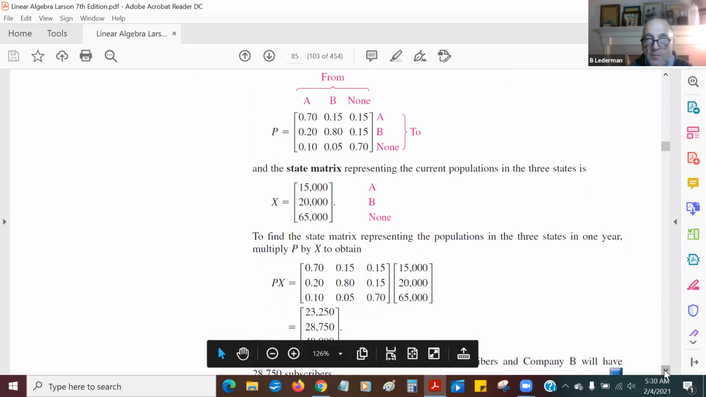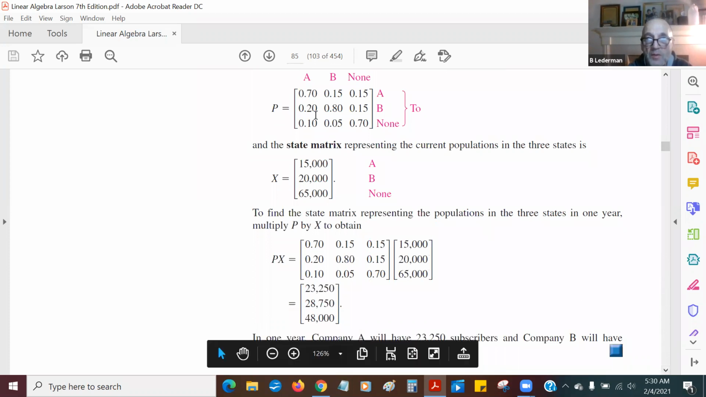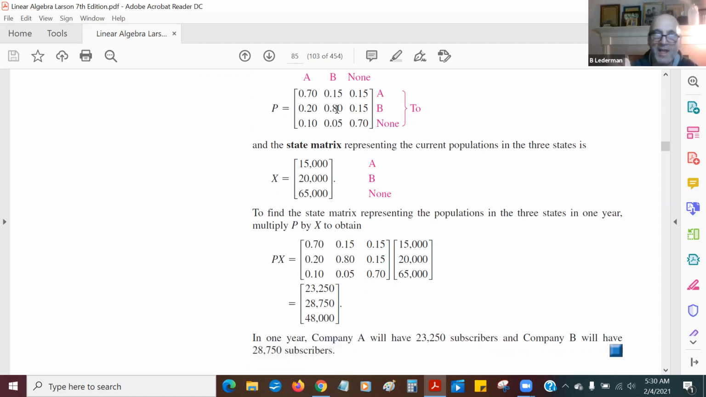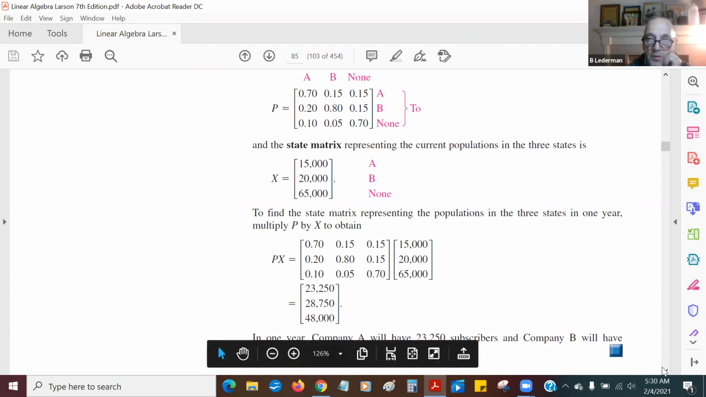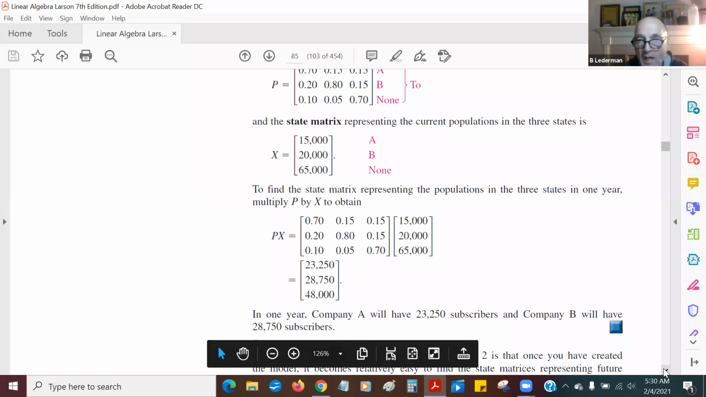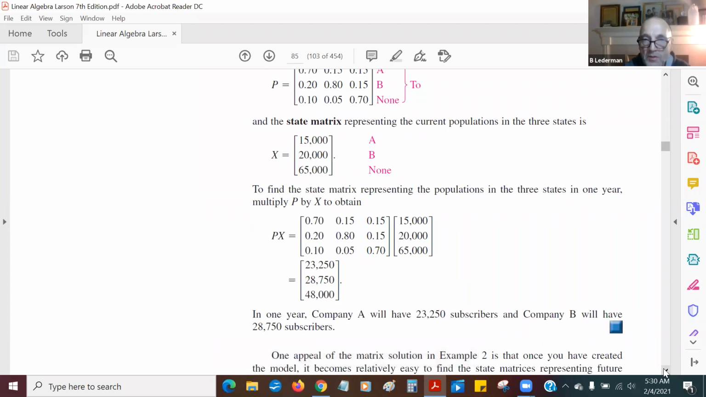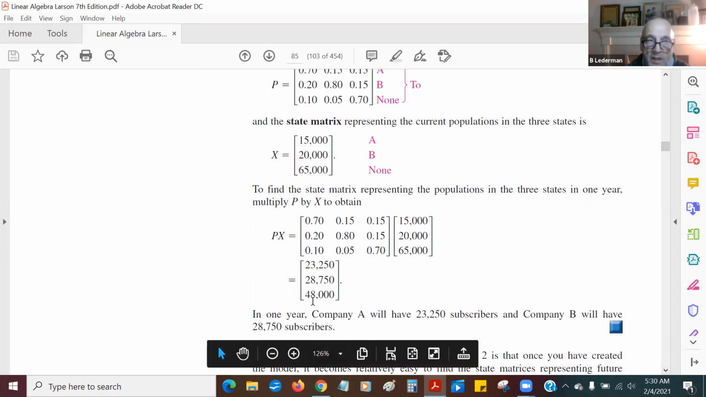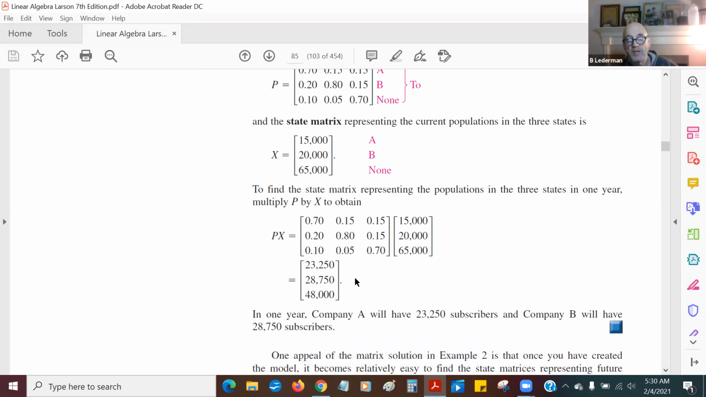We multiply the probability matrix, the stochastic matrix here, by the state matrix. And this gives us a list of how many people would probably be in A, how many in B, and how many have none. So that means that there are 23,250 people who will be in A, assuming the probabilities hold up, and 28,750 in company B, which you see from this matrix. So simple, and that's a beautiful thing, very simple matrix multiplication.